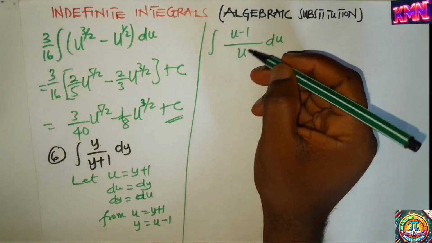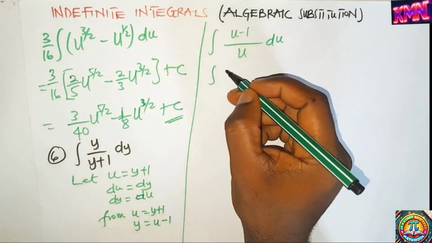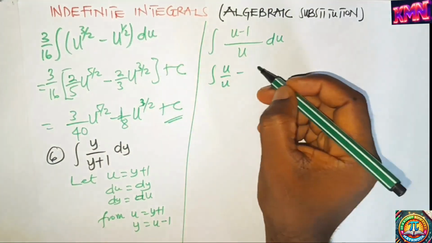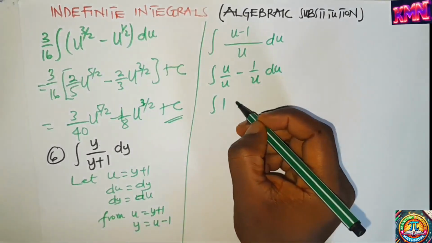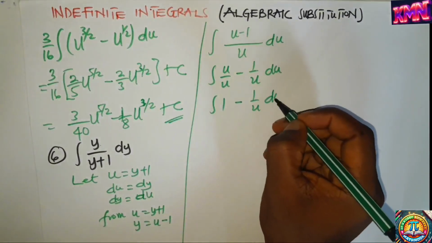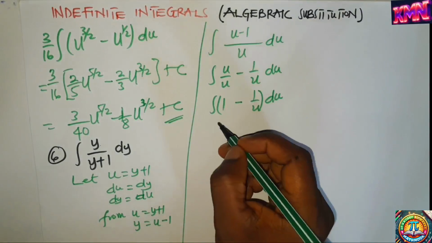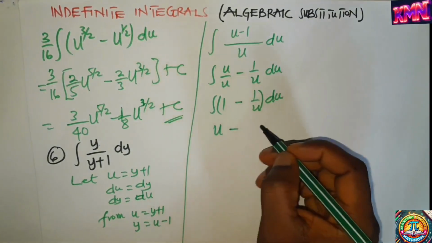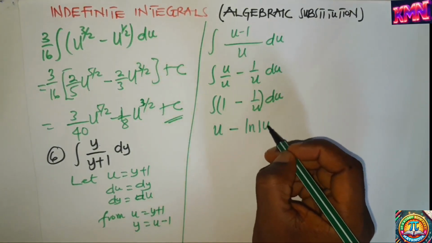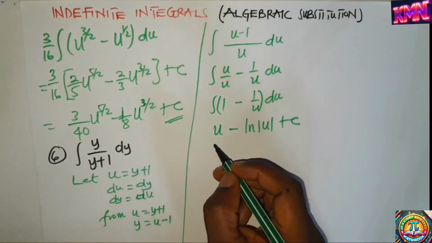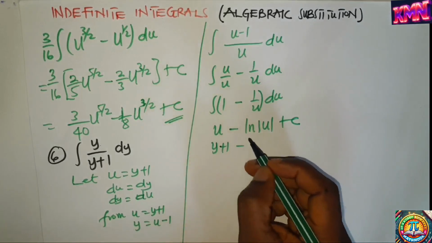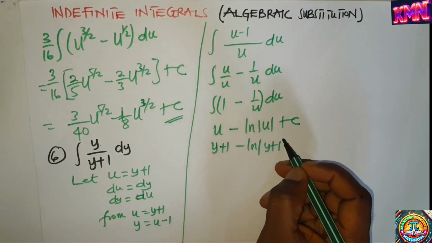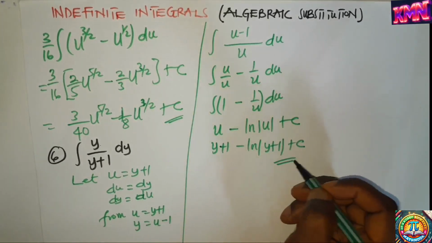So at this stage we can split it. So we are going to get u on u, minus 1 on u, du, which will give us 1 minus 1 on u du. So when we integrate this, we are getting u minus ln u plus c, but u is y plus 1, so y plus 1 minus ln of y plus 1 plus c, and that's the answer.